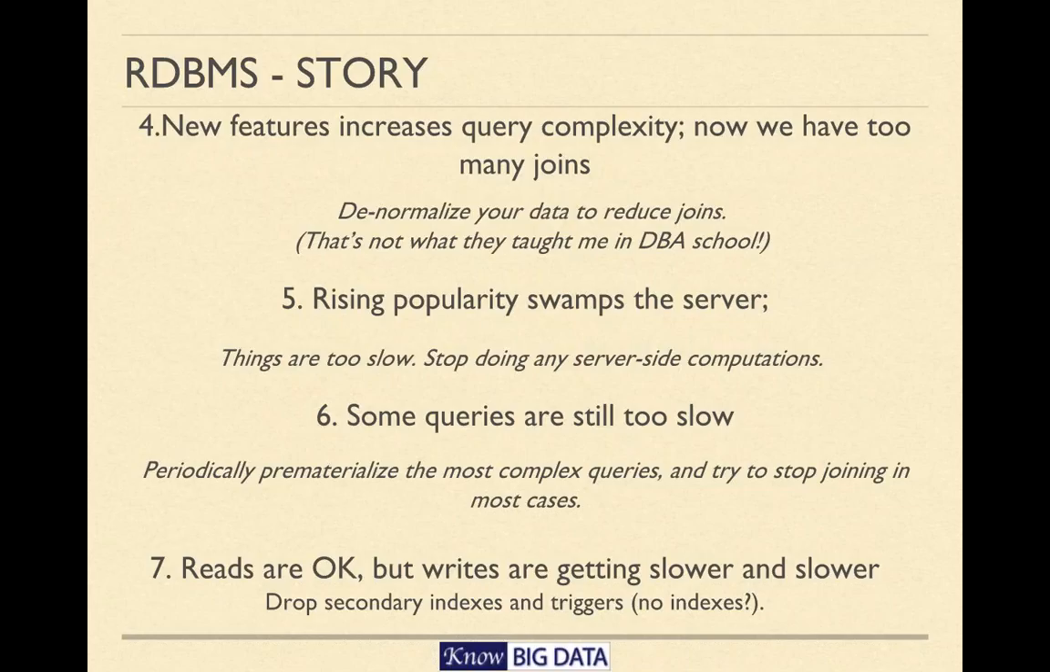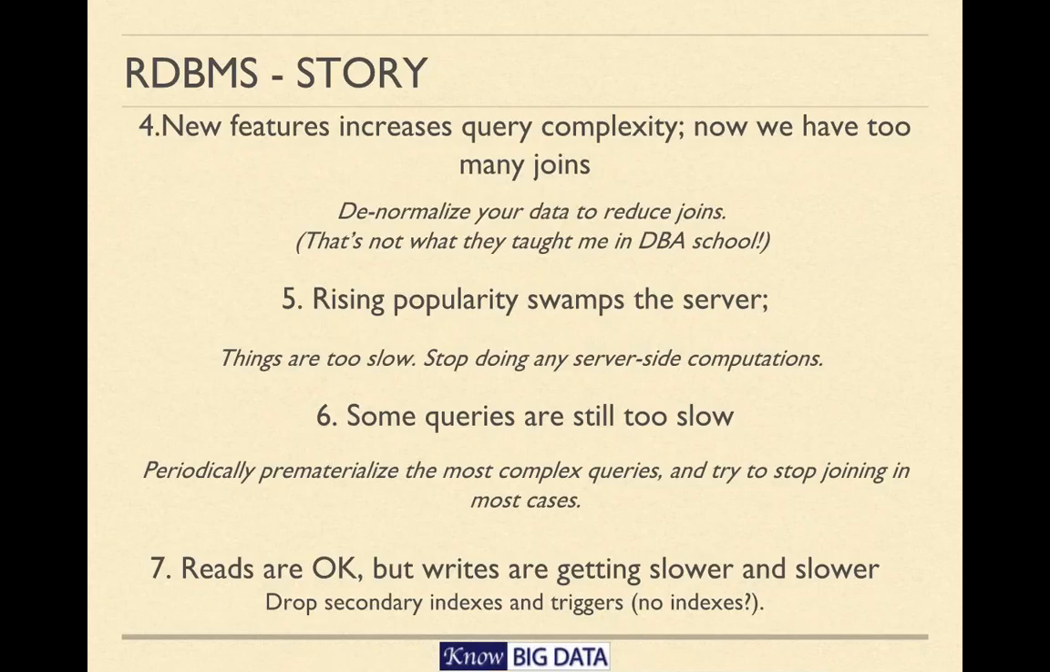we prepare the whole product page instead of joining and reevaluating. Instead of that, we prepare the whole HTML and keep it with us upfront. We know that these 100 pages are very popular, or these 500 pages are very popular, so we keep on pre-materializing most of the complex queries. If we encounter a complex query, we just serve from pre-materialized data, and try to stop joining in most cases.